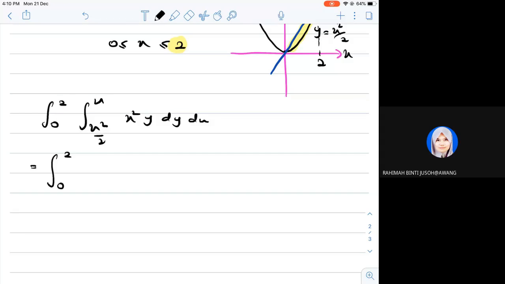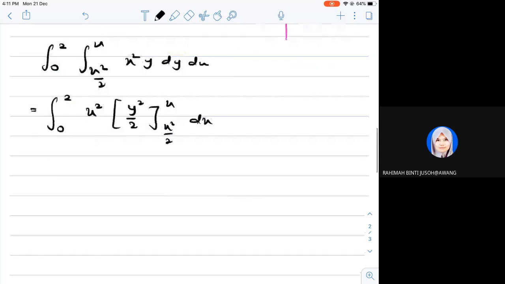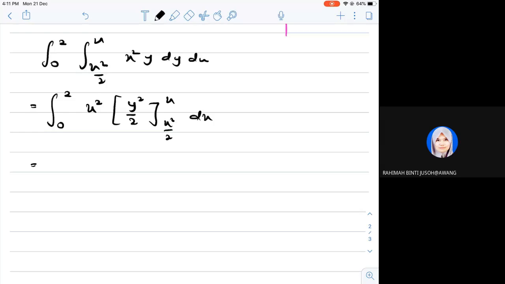Yes, x squared can be taken out. So we integrate y, so it becomes y squared over 2. Substitute x and x squared over 2, dx. Okay, so from here we will have the integration from 0 until 2 of x squared. Let's say I take out the 1 over 2. So we have x squared over 2. So substitute. Becomes x squared minus x to the power of 4, 2 squared, so over 4, like this, dx.